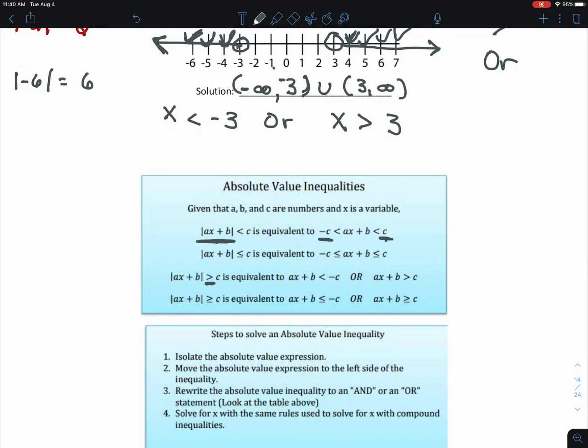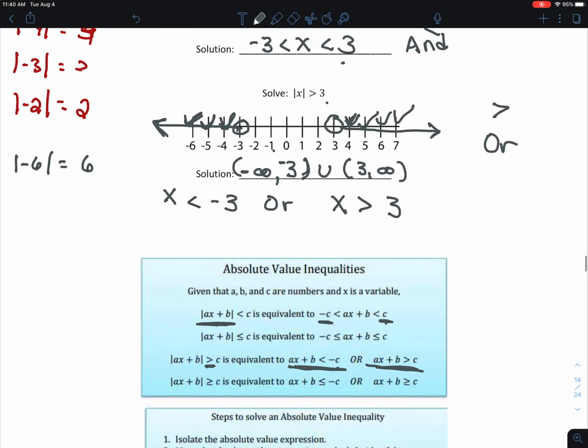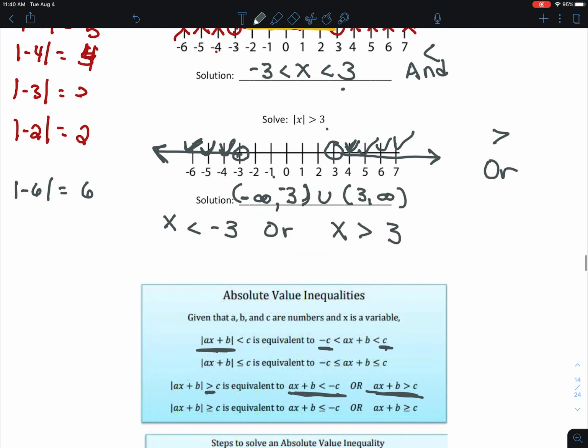And that gives us our second situation. When we have greater than, we're going to break that up into two statements. One is it's going to be less than the negative value of c, or greater than the positive value of c.